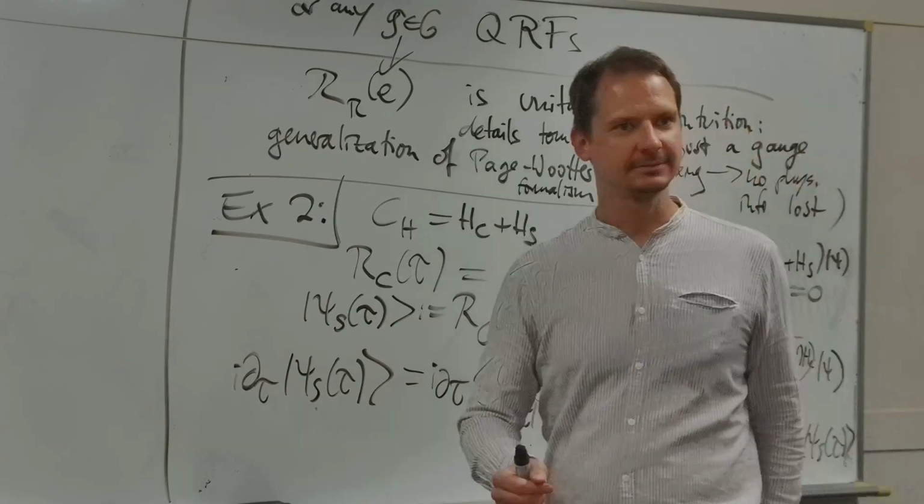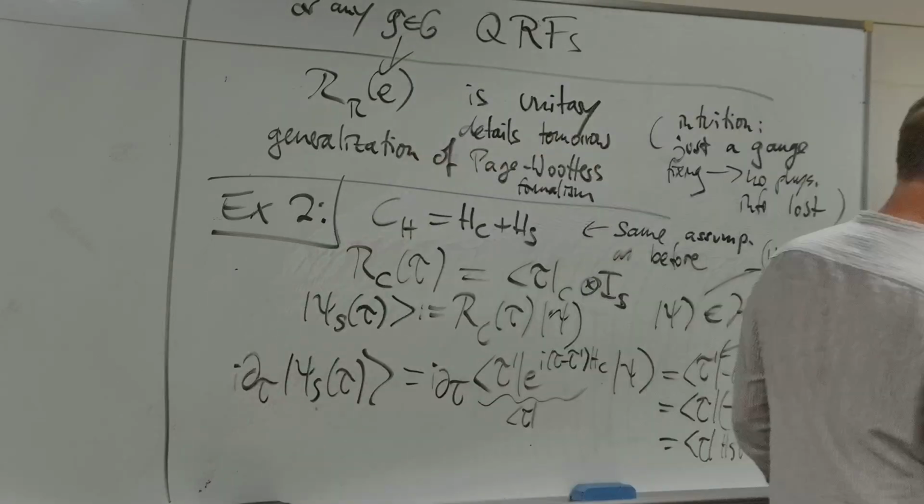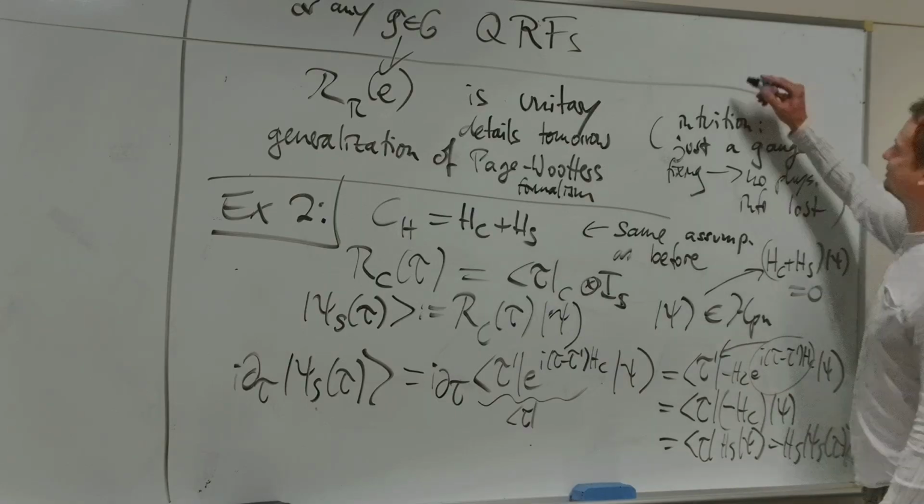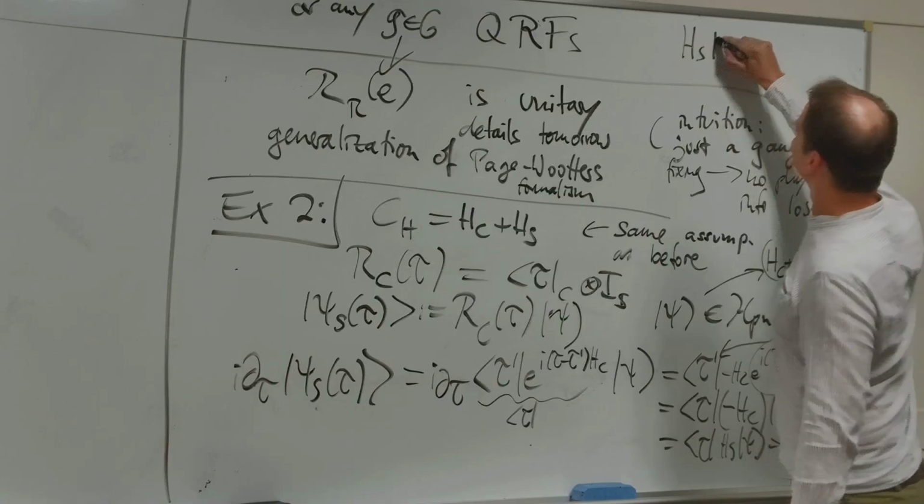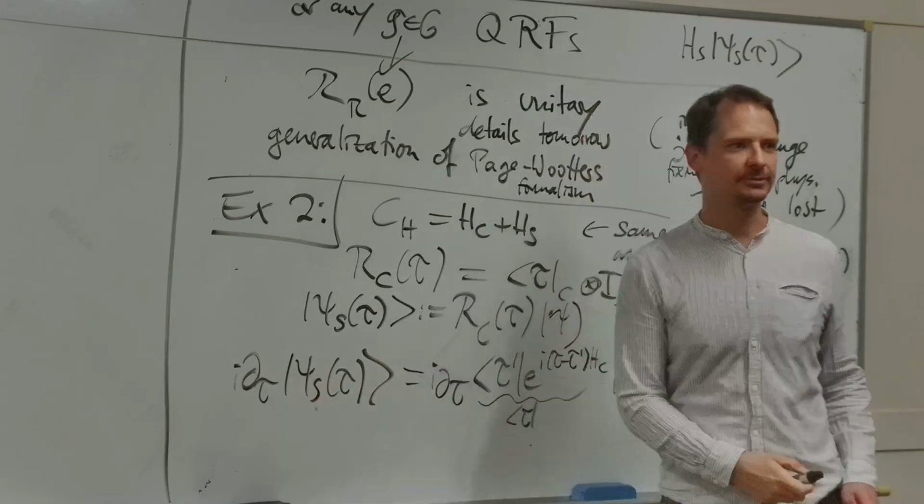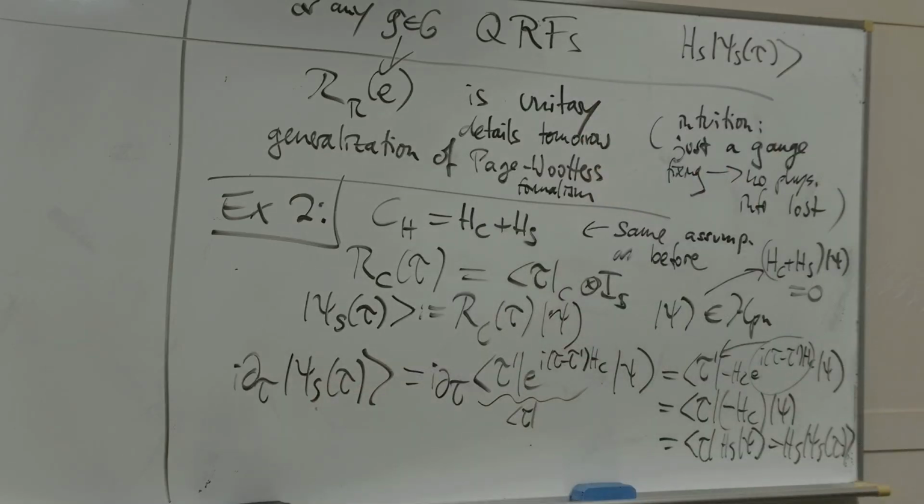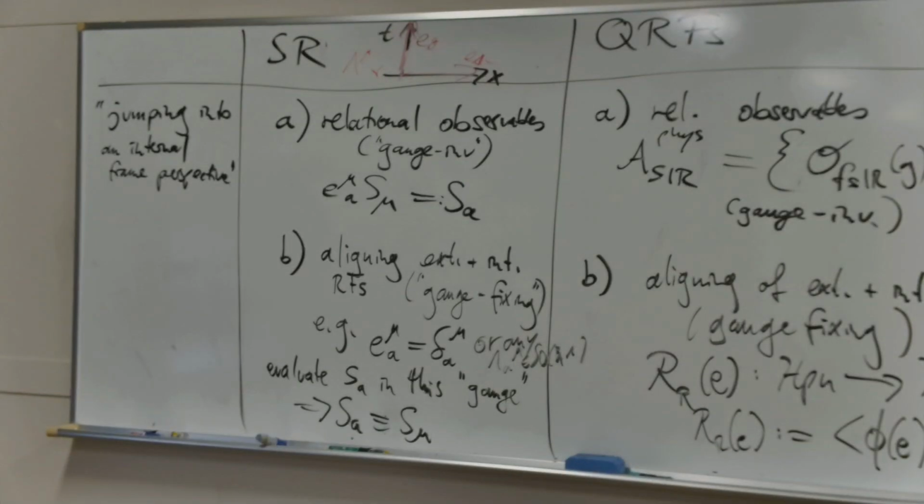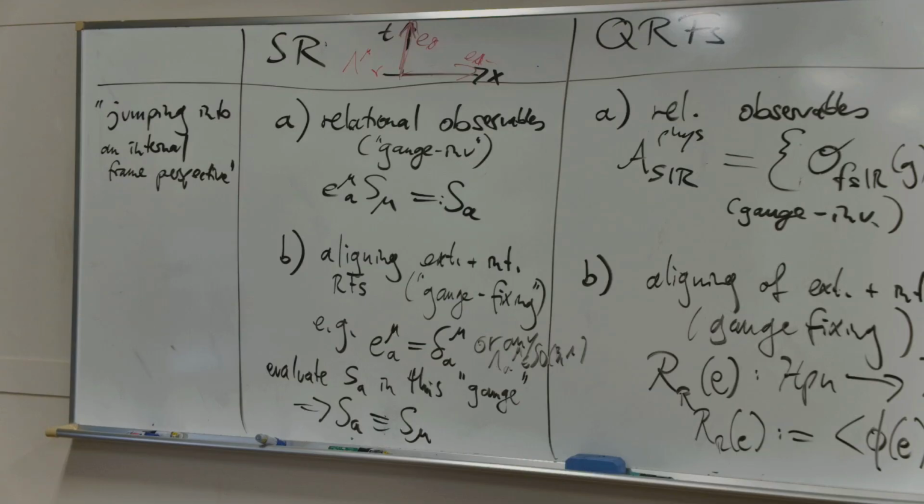Can you read this? Okay, maybe I need to. Well, it's okay. Anyway, the end result is H_S psi_S of tau. So you see that the state obeys the Schrödinger equation. So is that clear? I'm using the invariance of the perspective-neutral states. They obey the constraints, and I use the covariance of the clock, so that's all I'm doing.